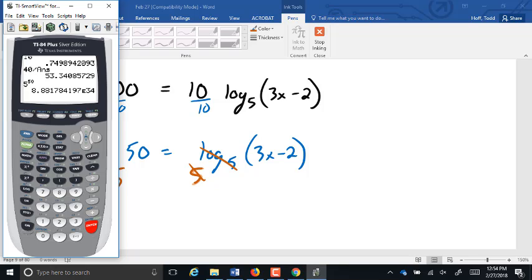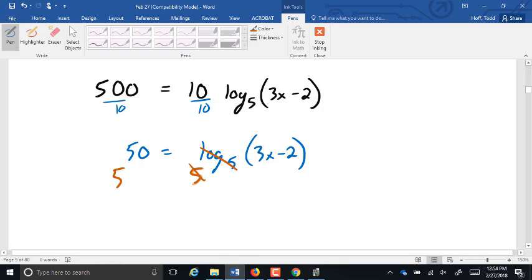Throws us into scientific notation, actually. 8.88 times 10 to the 34 means you have to move the decimal point over to the right 34 spots. That's a huge number, right? Okay. Then you'd have 3x minus 2 equals that. You have to add 2 and divide by 3.